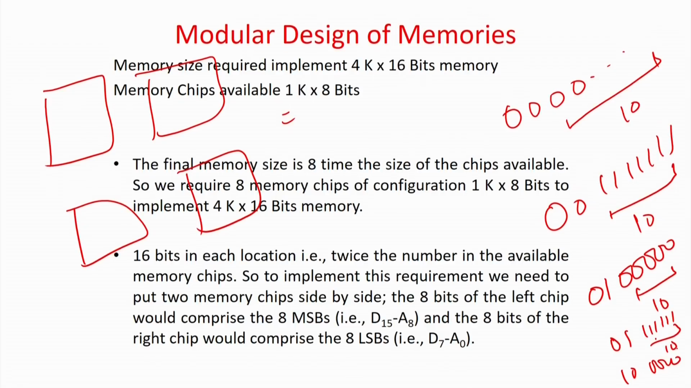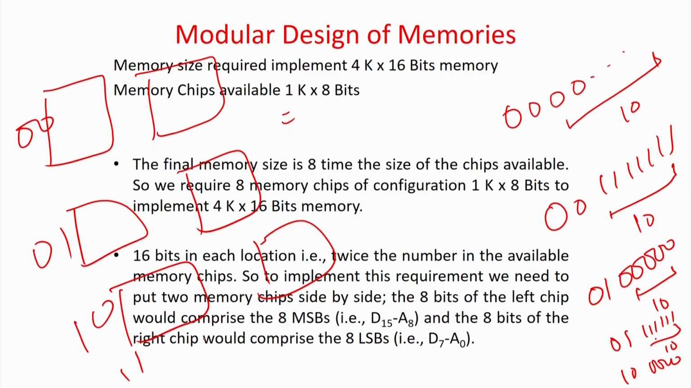So if the MSBs are 0, 0, then this one is selected. If the MSBs are 0, 1, these 2 are selected. If the MSBs are 1, 0, these 2 are selected. And if the MSBs are 1, 1, these 2 will be selected. I am talking about the MSBs of the address bus. So now the address bus is 12 bits.